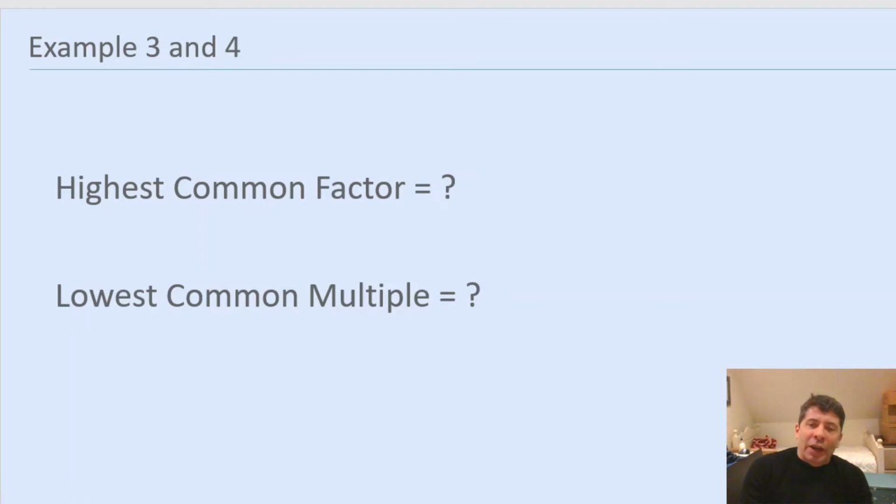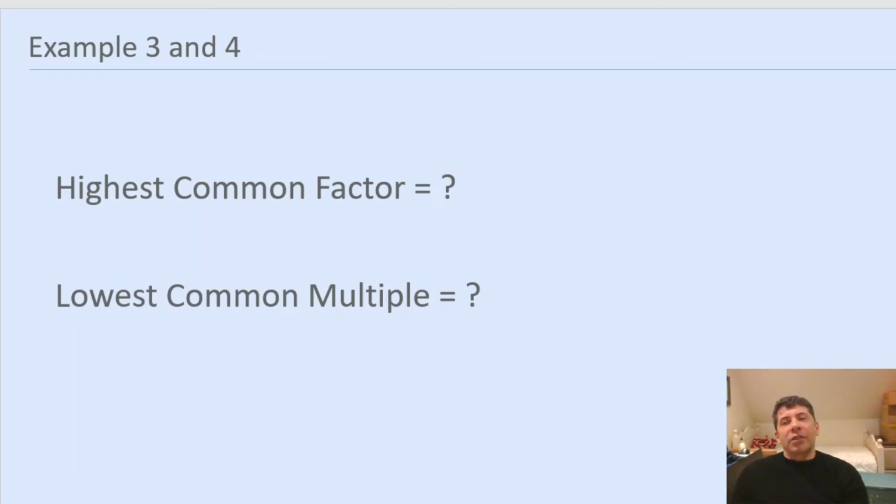Now we're going to do some ourselves. So we're going to do 3 and 4. So I'm asking you the highest common factor and the lowest common multiple. Again, feel free to pause. I'm going to say this every time. Feel free to pause. Feel free to just know. Feel free just to let me tell you. It's totally up to you.